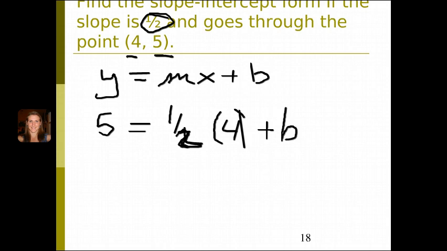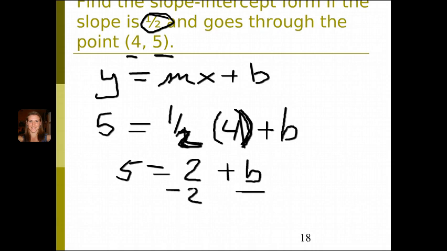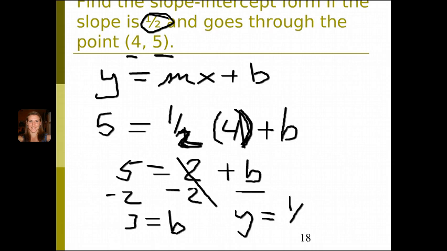Sorry, my thing's not working too well. All right, so 1/2 times 4 is 2. Bring down the 5. Bring down your plus b. All right, we're solving for the y-intercept, so we need to get b all by itself. So we need to subtract 2 from both sides. 5 minus 2 is 3. So our y-intercept is 3. So here's our answer over here on the right. Y equals 1/2 x plus 3.